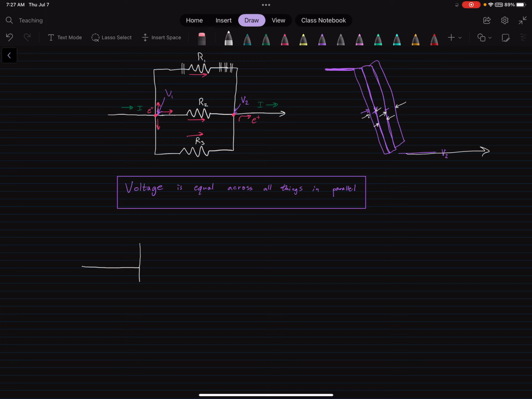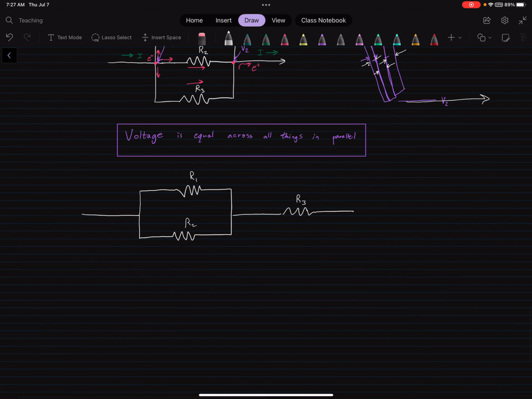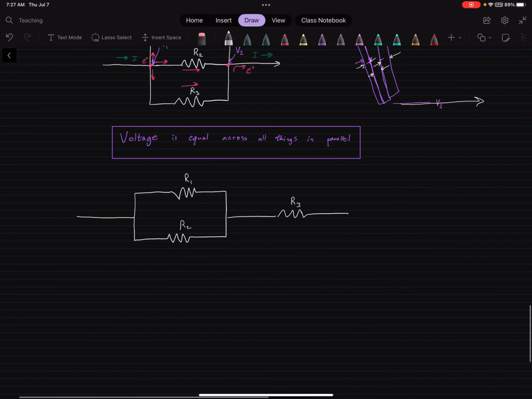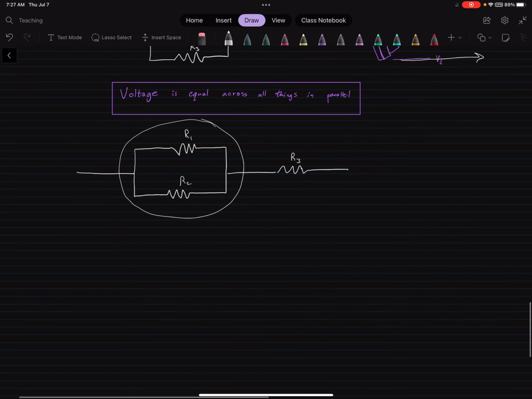So if we have this arrangement, we have some resistor there, and we have some resistor here. Call this R1, R2, and then we can also later have some resistor after, R3. And so R1 and R2 are in parallel with each other, but the combination of R1 and R2, if you take that as just a unit, is in series with R3, right?